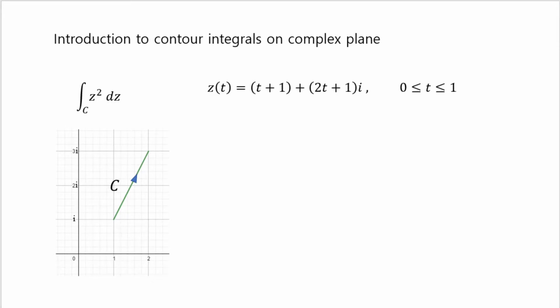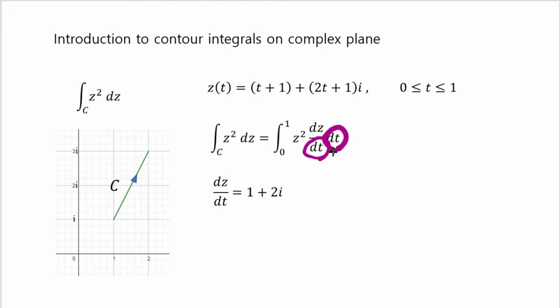Now, the most important part of calculating the contour integral is this idea that you divide by dt and multiply by dt. It's so important that let me repeat this one more time. You have to divide by dt and multiply by dt. Now what does that achieve? Well, first, the integration now becomes an integration in dt, so you have to know what values of t you need to use. t is from 0 to 1, so you use 0 to 1 as the endpoints.